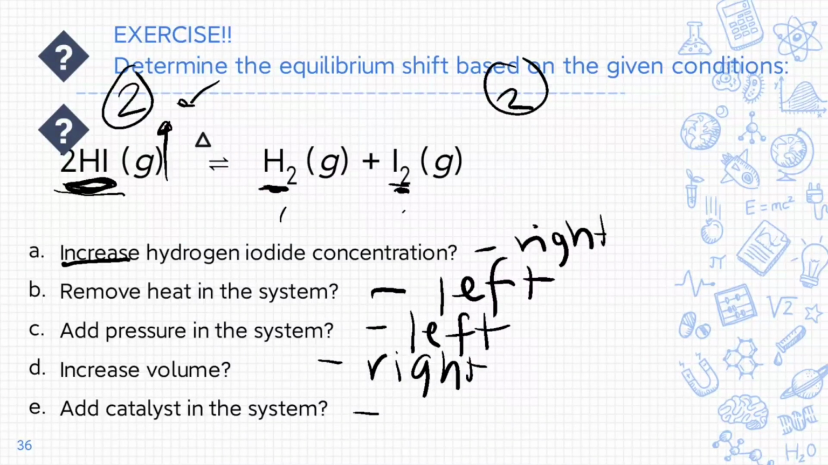And lastly, you add catalyst in the system. Nasa Le Chatelier's ba yan? The answer is no. Pero nasa reaction rates na pinag-usapan natin earlier. And if you add catalyst in the system, it only hastens the chemical reaction of the whole equation, no? So there is no effect in the equilibrium position. So the answer is no effect.